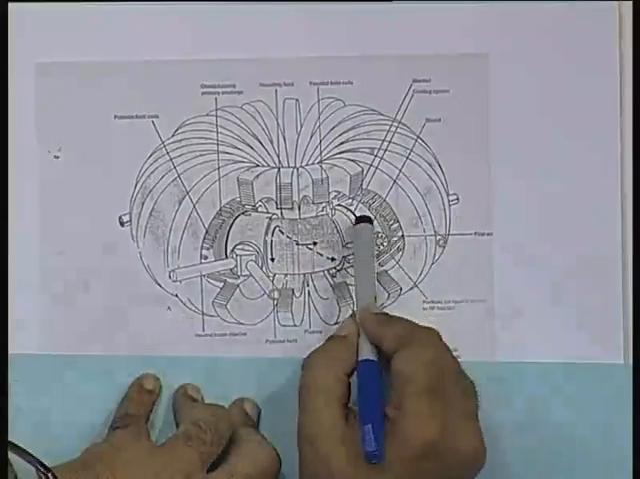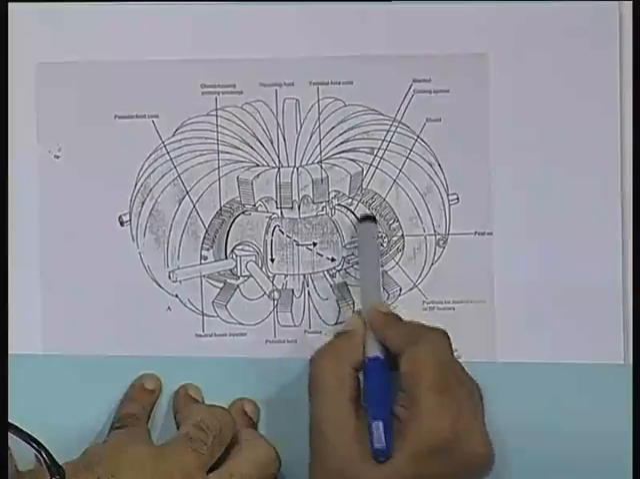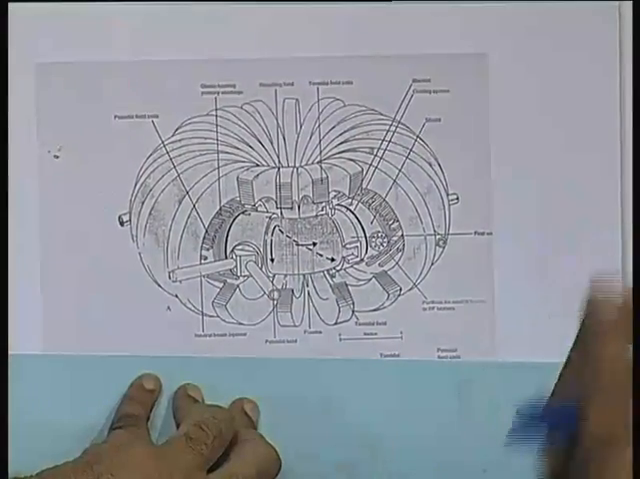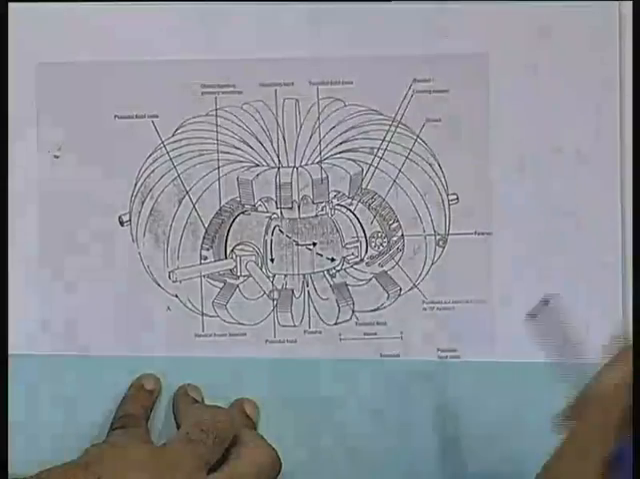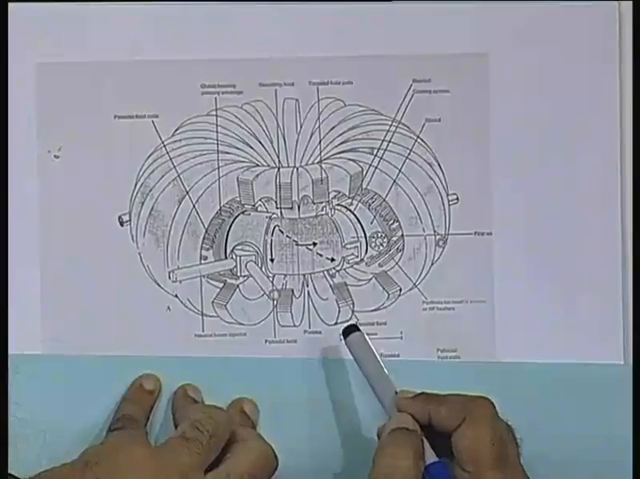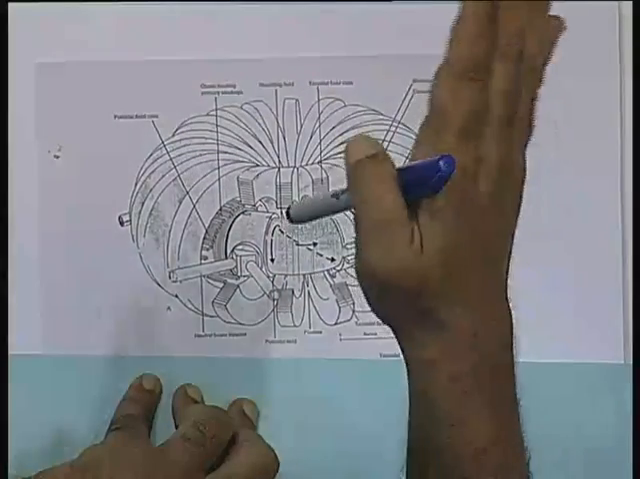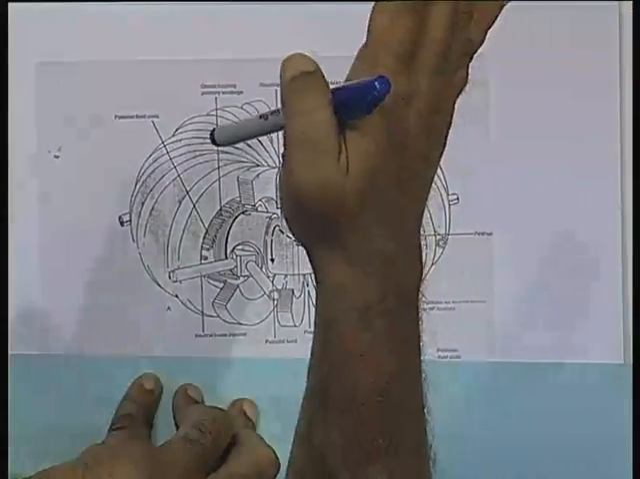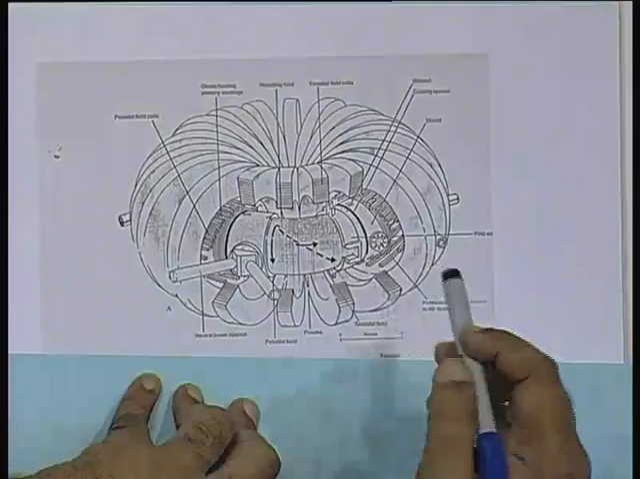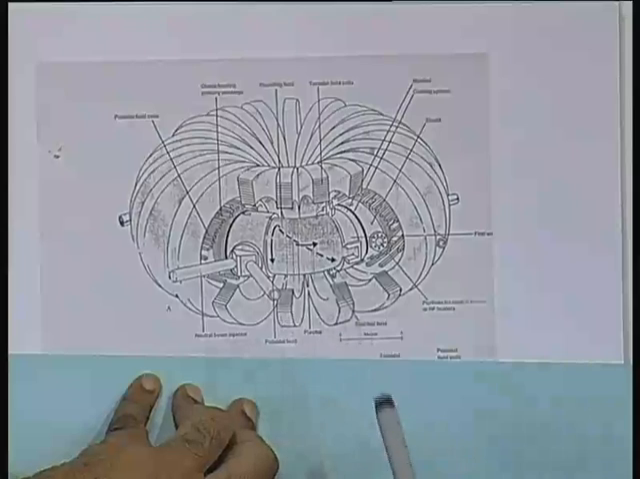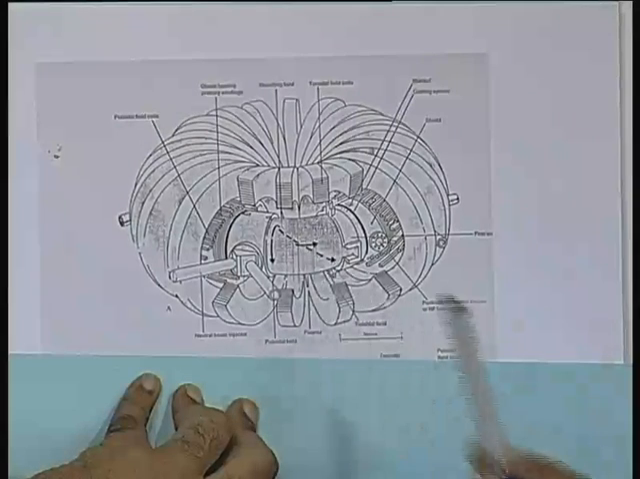Outside the blanket, there is a cooling system. Here you can see a cooling system through which water pipes go in to cool the system. Just before the cooling system, there is a first wall made of steel. That really takes the heat and stands there. So there is a first wall here, and inside you will have the plasma.